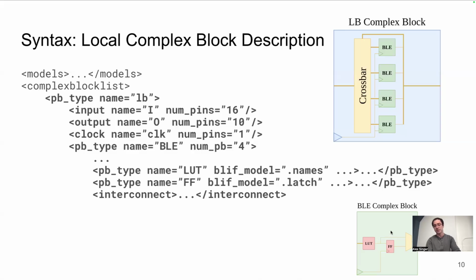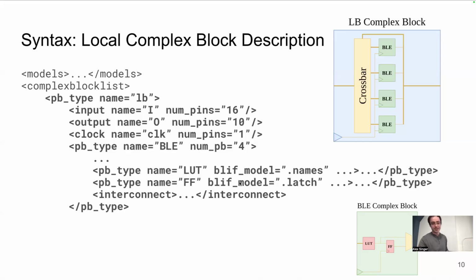Connect the output of this LUT and the output of the flip-flop through a mux to the output. Connect the clock to the clock pin of the flip-flop. That's all the interconnect tag actually does. It dictates how the interconnect actually works. And I'll show a demo of this. So cool. I've now defined what a BLE is, and I've said there's 4 of them. Am I done? Whenever I ask that, it's probably no.